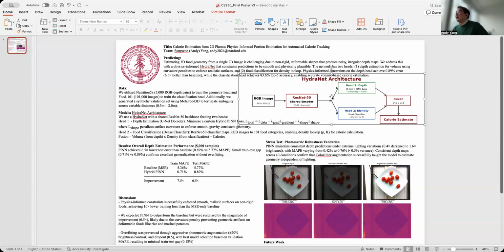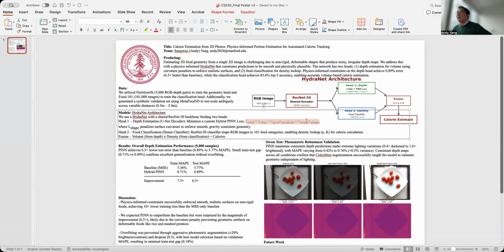And here I have two heads. Head one is a depth estimation. And the second head is the identifier, so this is where food is classified, and it has a lookup into the corresponding density. Multiply that together, and that basically gives you the calorie. This project is focusing on head one, the depth estimation.